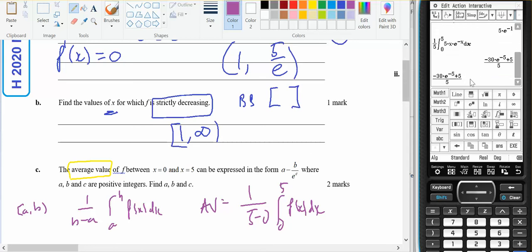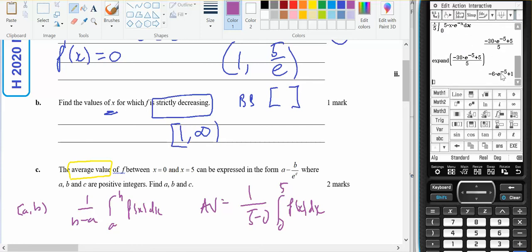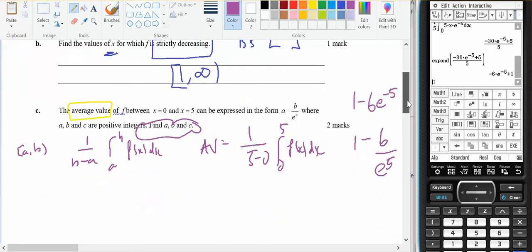So I'm going to take that into a new line, and I'm going to transform, expand, and there's the form that I'm looking for, which is 1 minus 6 e to the minus 5, or 1 minus 6 on e to the 5. And it's telling me to write a, b, and c, so a must equal 1, b must equal 6 because the negative is already there, and c equals 5.